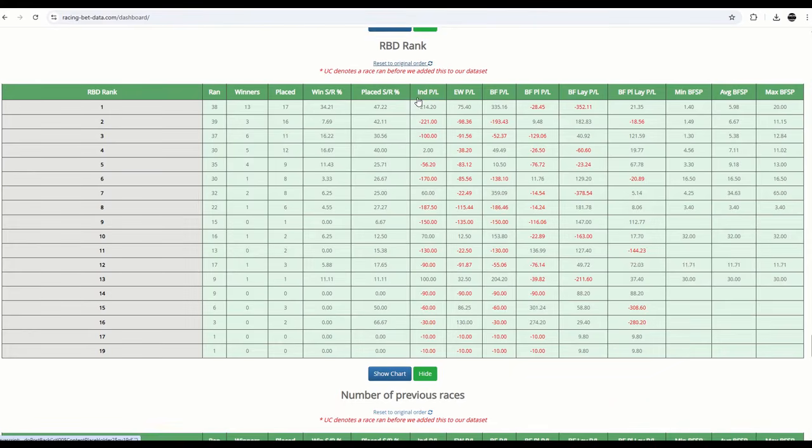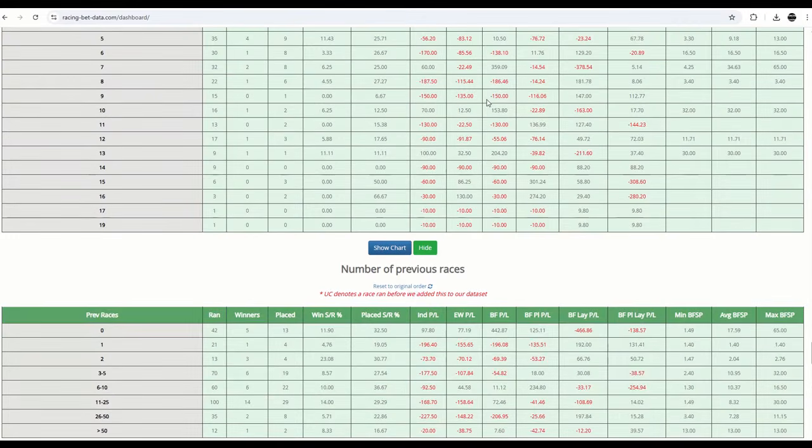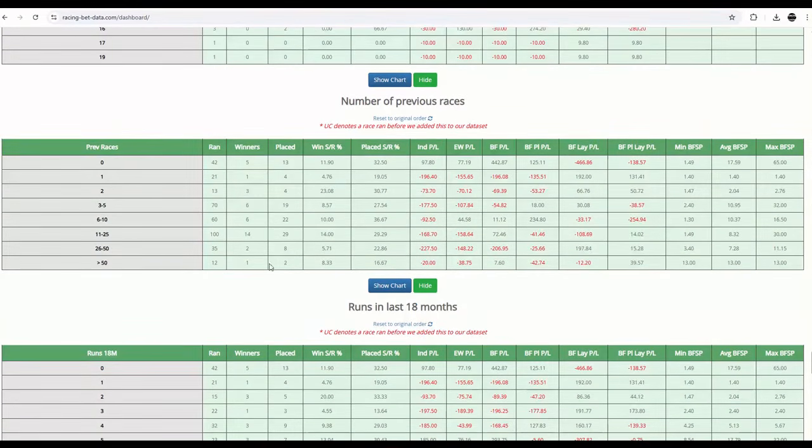Okay, so we do apply a number of algorithms to each horse on a daily basis to give it an overall ranking and a rating. And like I said yesterday, you can see here that we had a strike rate of 34.21% for all top ranked horses, RBD unique rank. Number of previous races, again, grouped, you can see.